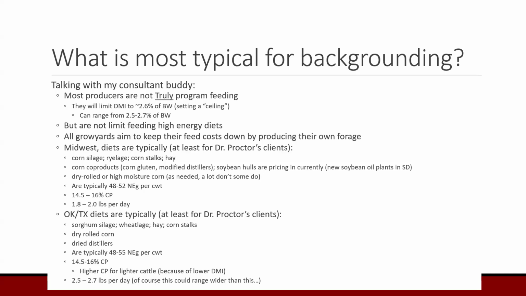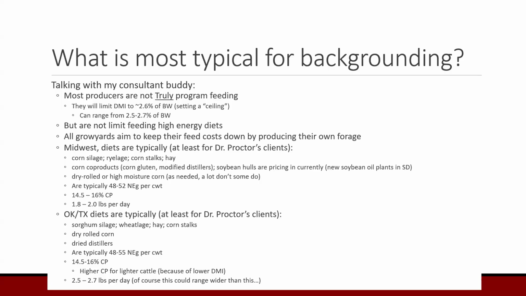Okay, so what is most typical for backgrounding? Talked with Jarrett, my buddy. He said most producers are not truly program feeding. Okay, so they're not feeding cattle a reduced dry matter intake to achieve a desired level of average daily gain. They will limit dry matter intake to 2.6% of body weight, so they will set a ceiling on dry matter intake of cattle. But they will range that ceiling from 2.5 to 2.7%. They are not limit feeding high energy diets.